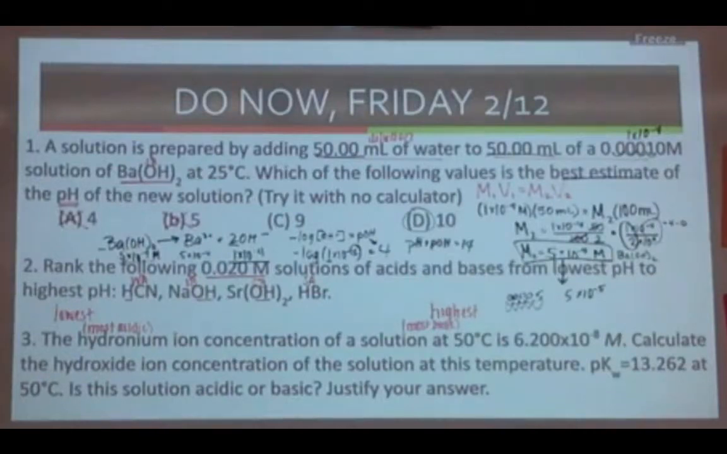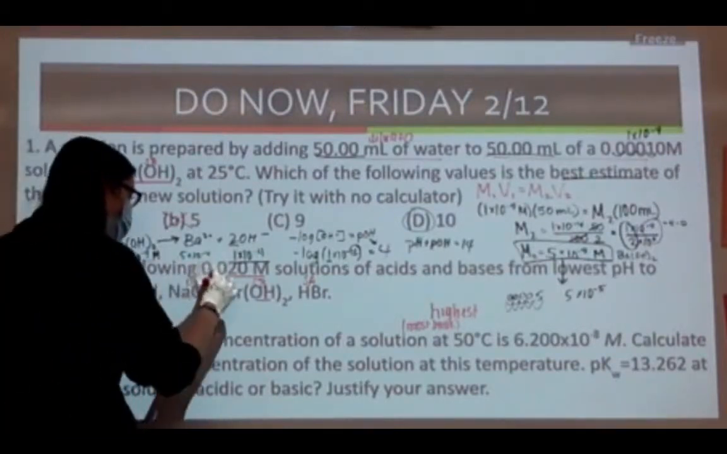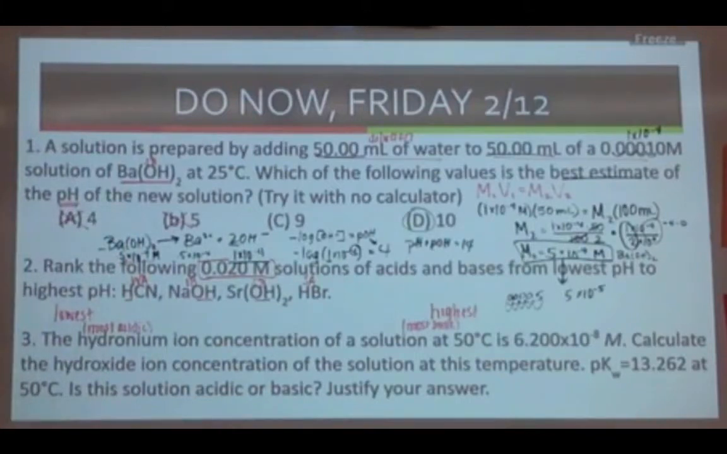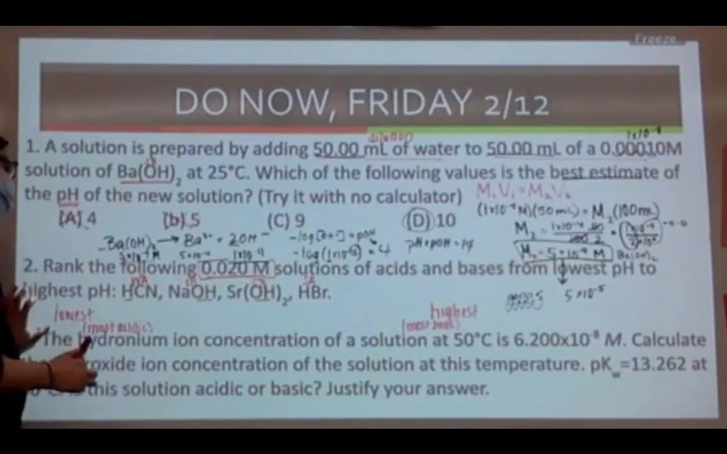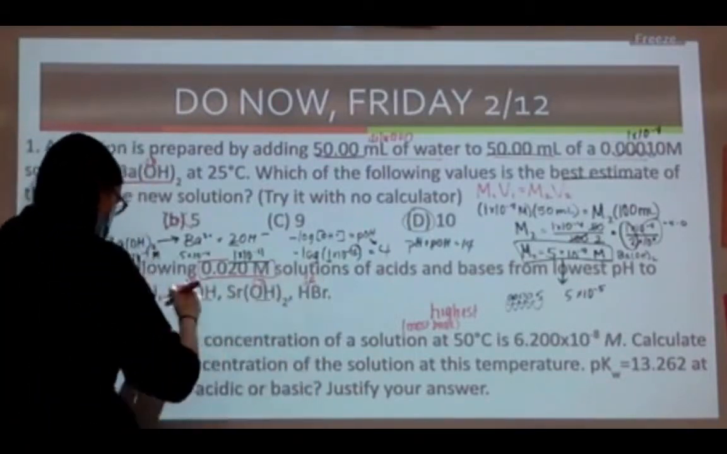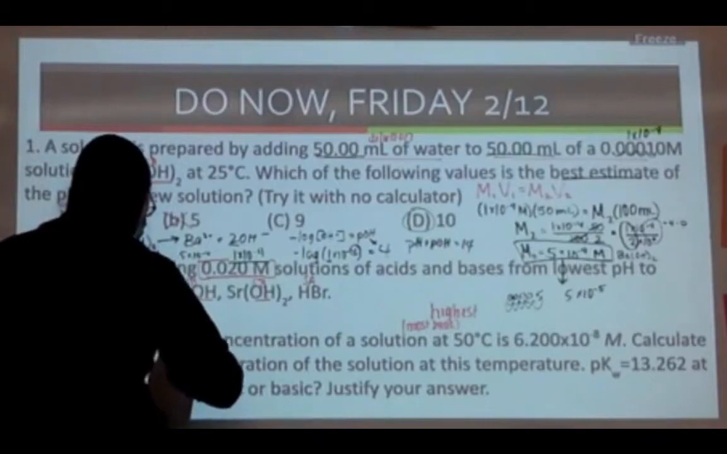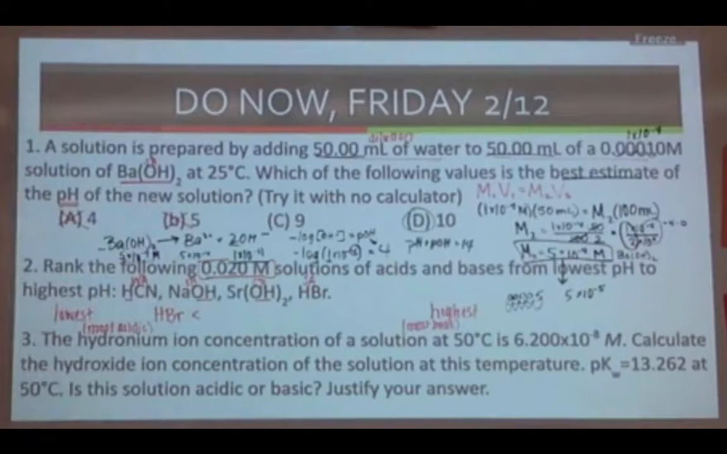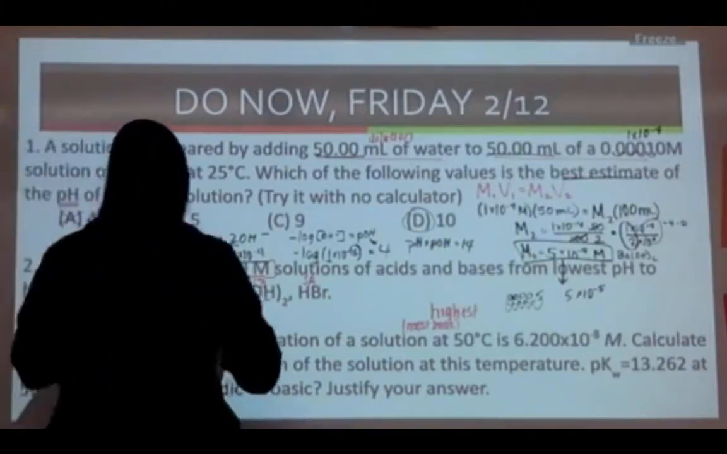So now we've labeled these. Remember that because these are all the same concentration, we can directly compare their acidity or their basicity. So the most acidic one is going to be the strong acid. So HBr will be the lowest pH. The next lowest is still going to be an acid. Now we have a weak acid, so that's going to be the next.